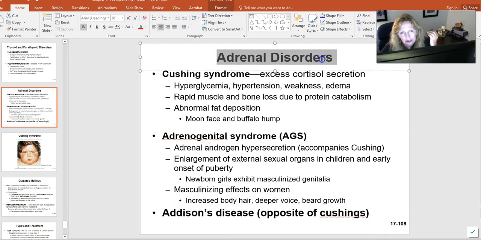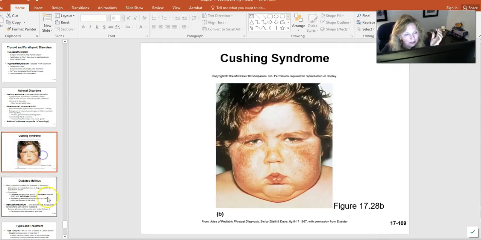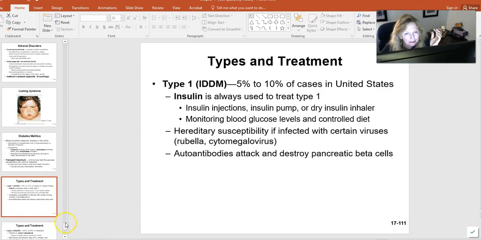All of these are related to the adrenal glands. We also mentioned pheochromocytoma, the tumor related to the adrenal medulla that can cause that fight or flight response staying constantly on. That tumor has to be removed immediately.